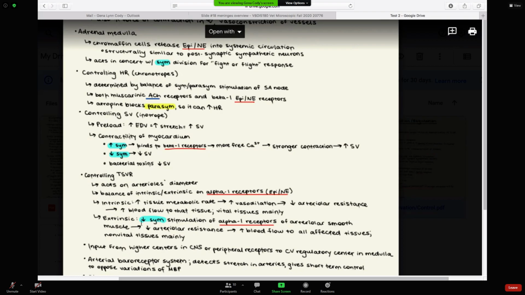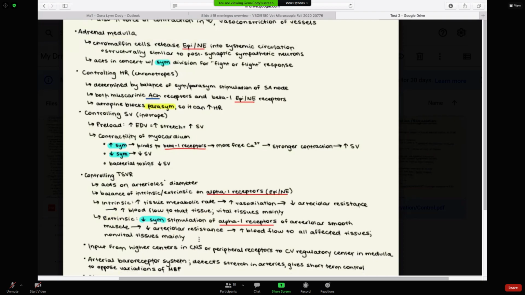Extrinsic means I'm decreasing, and I didn't write it very well. But this is just like in that tissue. So I'm not dealing with like sympathetic control at this point, right? That's just like reflex. Extrinsic means not localized, it means pretty much everywhere. So if I'm decreasing my sympathetic stimulation of these alpha-1 receptors, that's going to cause vasodilation, because we said sympathetic causes vasoconstriction. So if I'm decreasing sympathetic, I'm getting vasodilation.